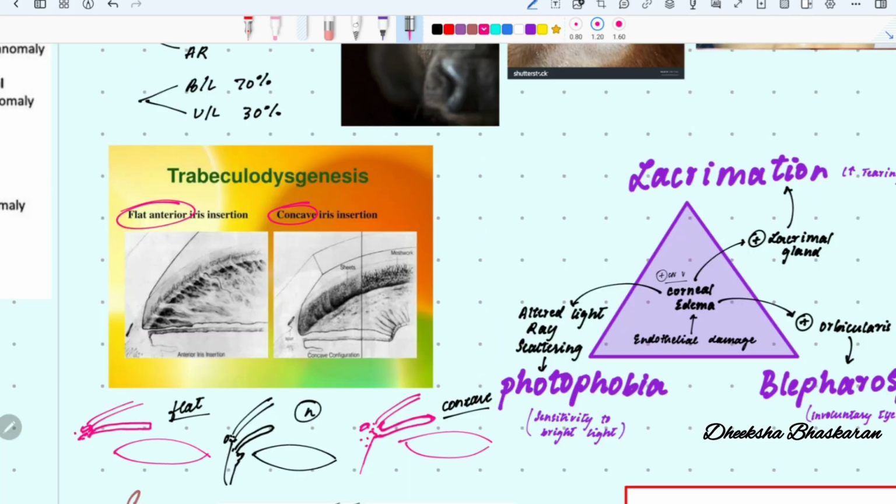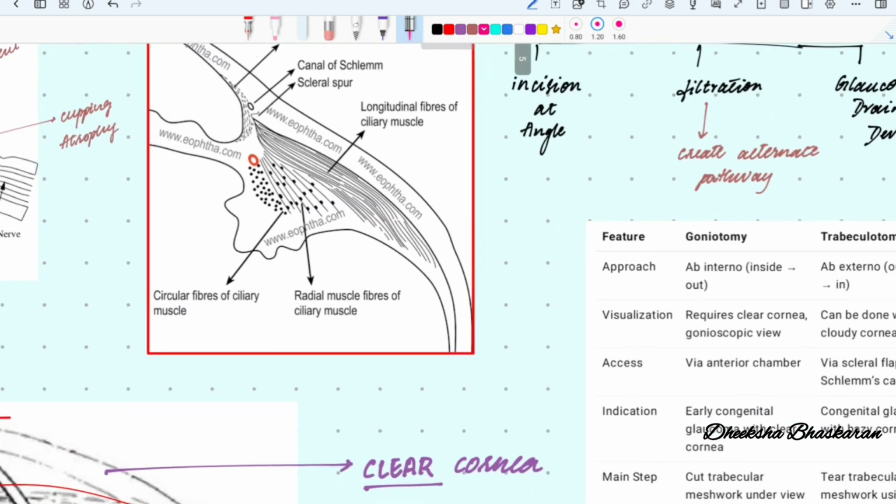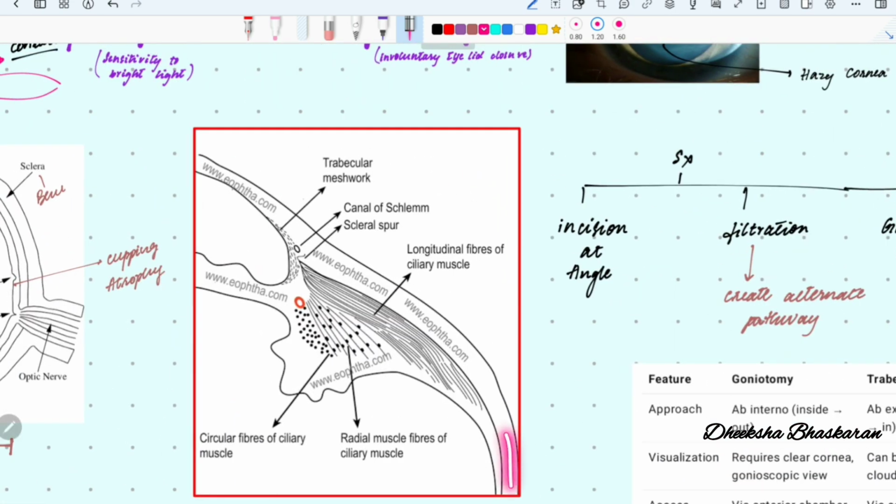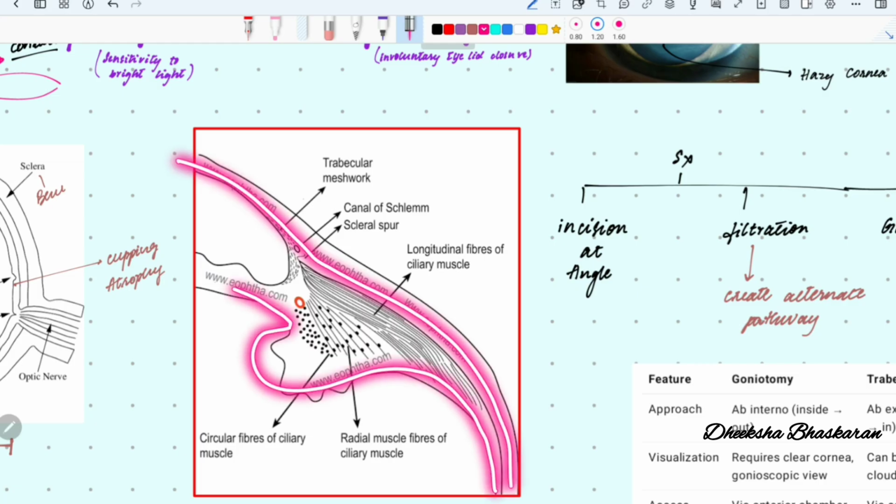The main problem is trabeculodysgenesis. What is trabecular? What is dysgenesis? We'll see. First, we'll understand the structure of the eye. This is the sclera which continues as the cornea. This is the choroid which has the ciliary body and which extends forward as the iris. And this is called the angle of the eye.